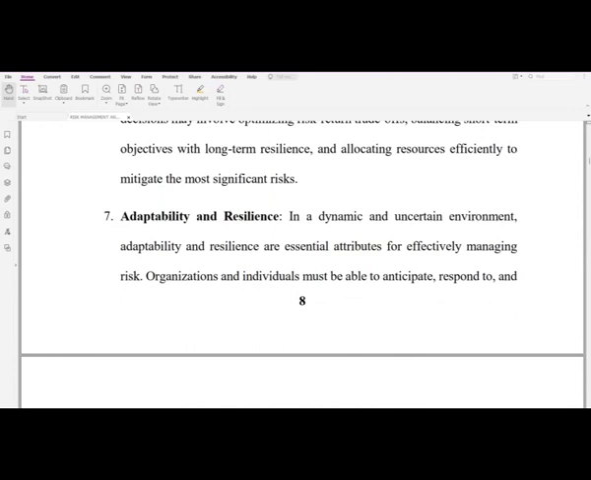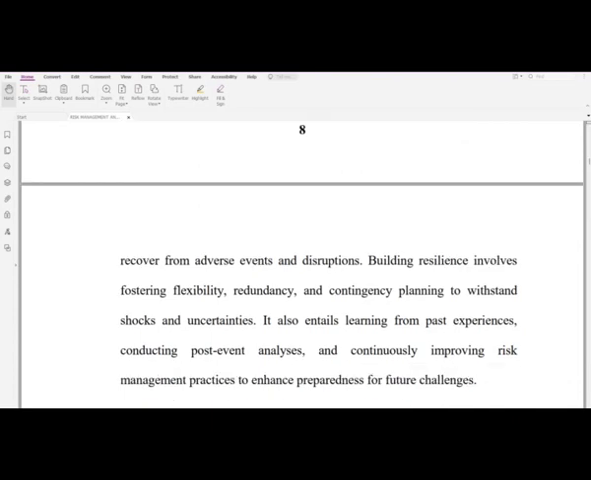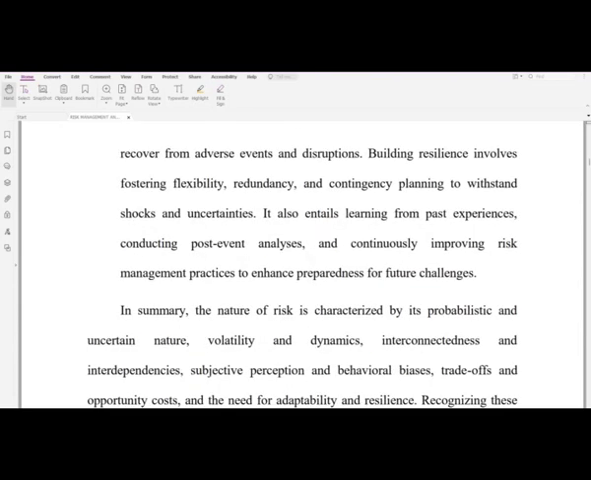You should be able to anticipate or cast into the future that should anything happen, there are measures already prepared to mitigate against such eventuality and to recover from adverse events and such disruptions. Therefore, fostering flexibility, redundancy, and contingency planning needs to be put in place to withstand shocks and uncertainty. We can also learn from our past experiences, historical background, by conducting post-event analysis and continuously improving risk management practices.